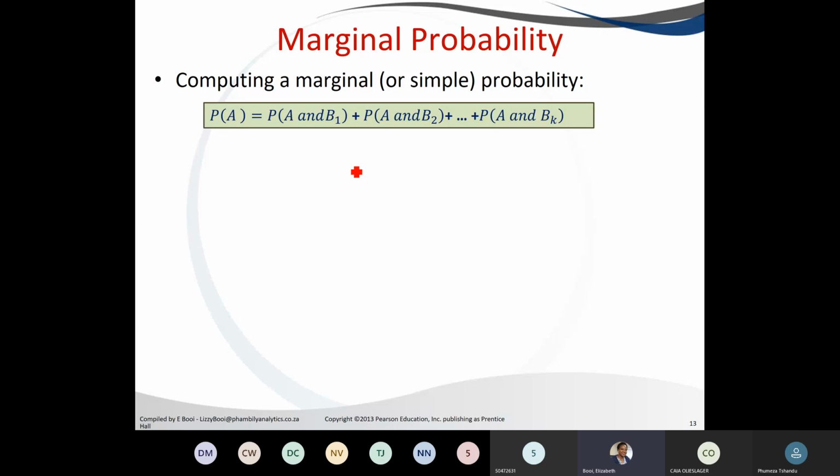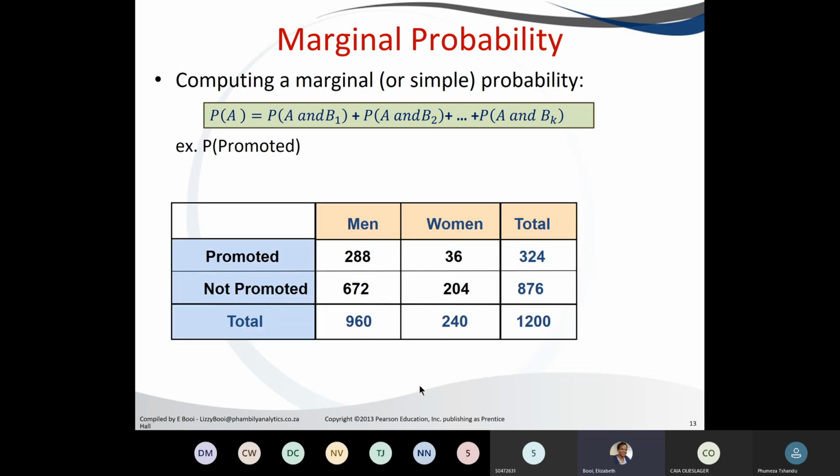Okay, so computing the marginal probability or the simple probability, we use the joint probability. So if the table has 4 columns, then it's all the joint probabilities of that column to create that simple event, or what we call the marginal event.